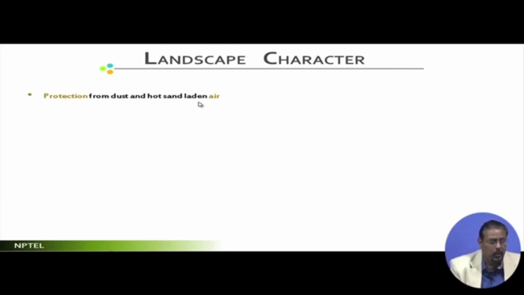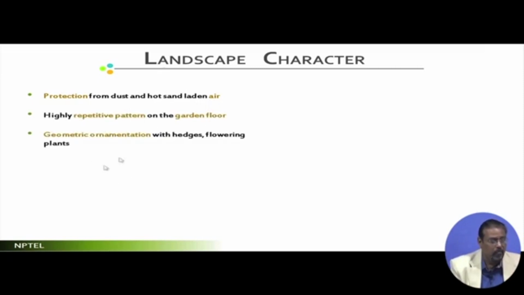Protection from dust and hot sand-laden air. Highly repetitive pattern on the garden floor. Geometric ornamentation with hedges, flowering plants, but it is monotonous. It is monotonous because, as I said already, from one point you can see the whole garden. So, if you walk closer and closer, you have already seen the things earlier. So, it might become a little bit monotonous, but it is a creation, it is one style, and we can learn from it and we can use it whenever it is applicable.